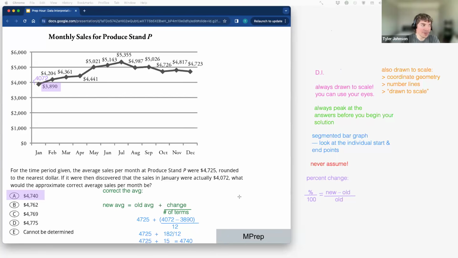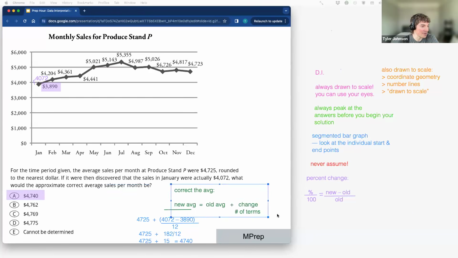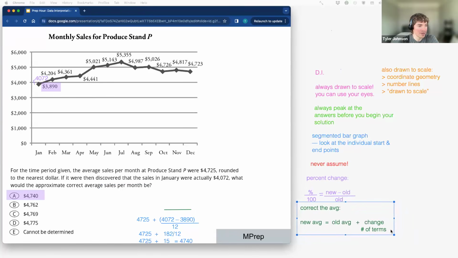And that's about as simple as I can make this one. I haven't yet found a quick visual solution to this. I think just memorizing this correct the average formula is the way to go. Take a look.